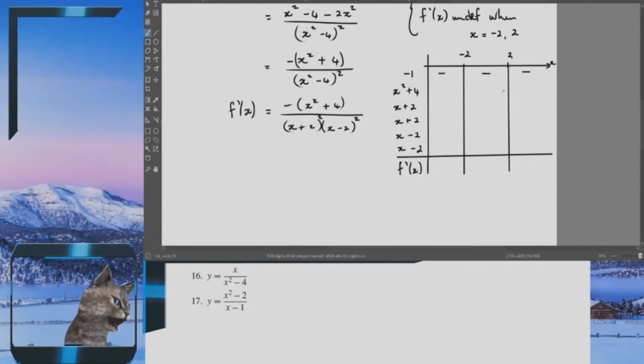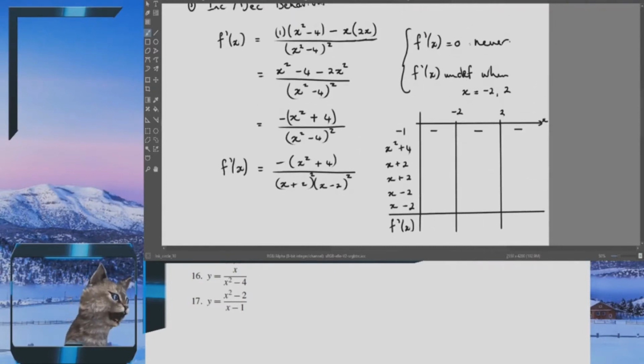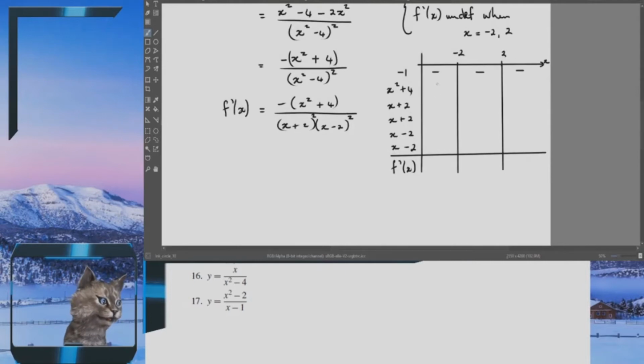Negative 1 is always going to contribute a little negative. X squared plus 4 we've established up here can never be 0. It's always going to be positive. X plus 2 is 0 when x is negative 2. Same for this x plus 2. It is in the denominator, so it makes the derivative function undefined. It's going to go from negative to positive.